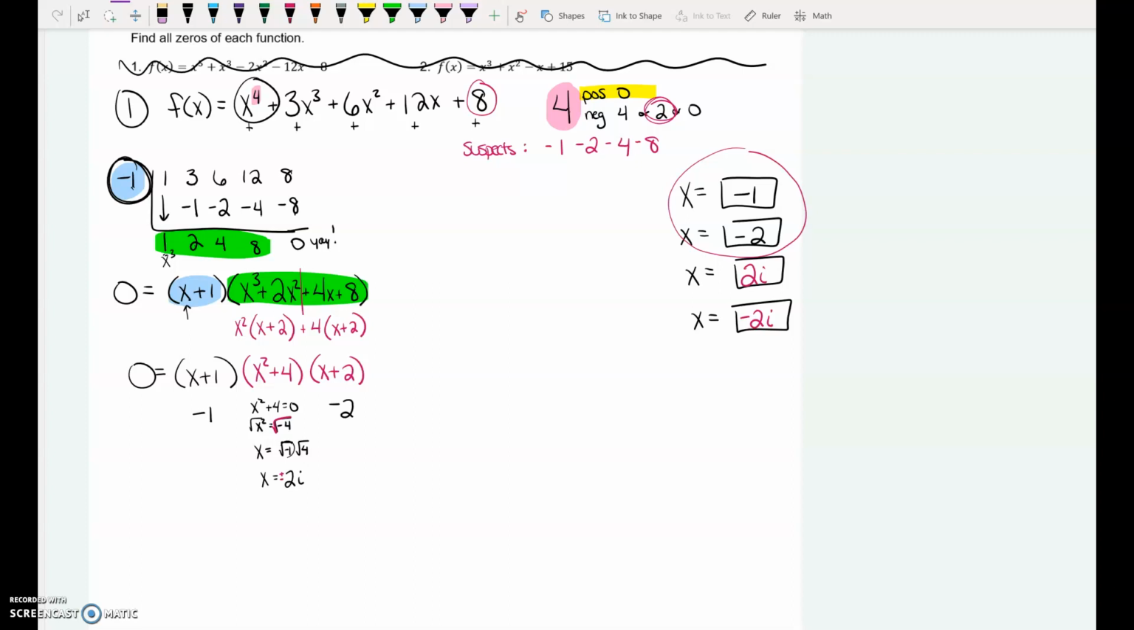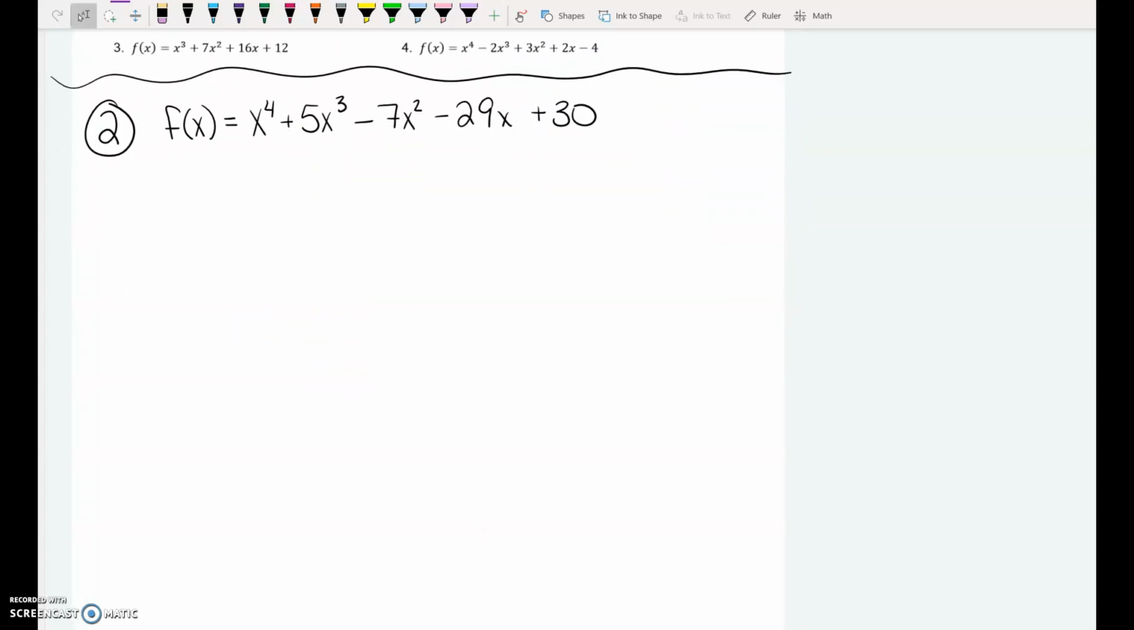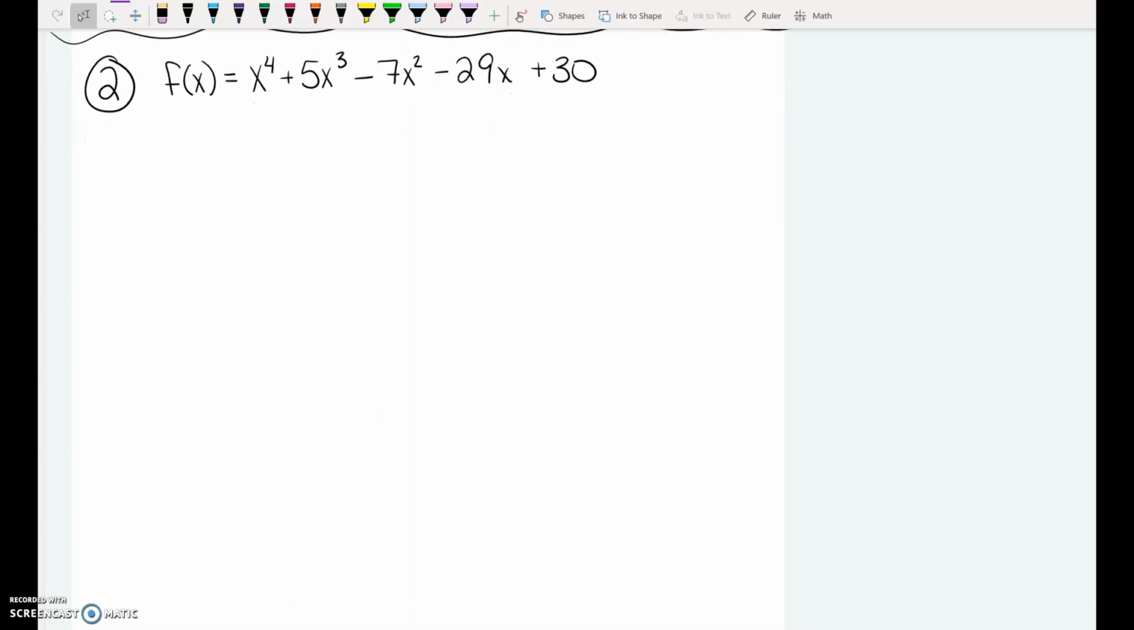All right, let's try our next one. Take a moment. I would go to the next page of your notes and write our new example 2. So pause the video, get this written down. All right, on your own, I want you to determine how many solutions and how many positives and how many negatives. So pause the video and do that part on your own.